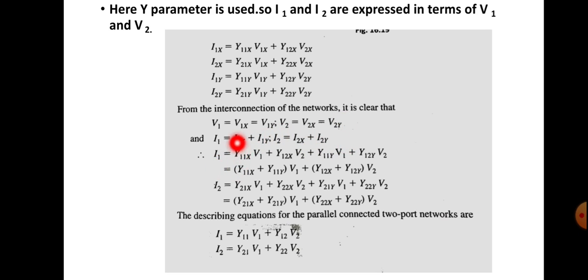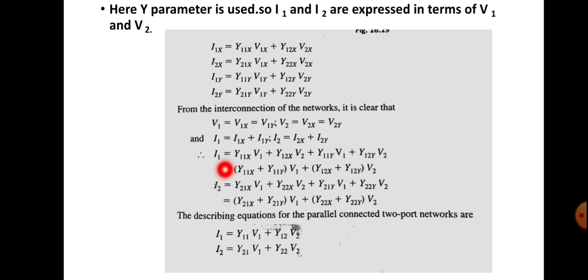So I1 can be written here, instead of I1x we can substitute this equation. That is written here, but here you know that V1x and V2x are V1 and V2. So you can write this equation like this, and similarly the next term is I1y. I1y is this equation, and here you know that V1y and V2y are the same, that is V1 and V2. So you can write V1 and V2 terms right here, and take the common terms outside. So you will get y11x plus y11y into V1, plus y12x plus y12y into V2.